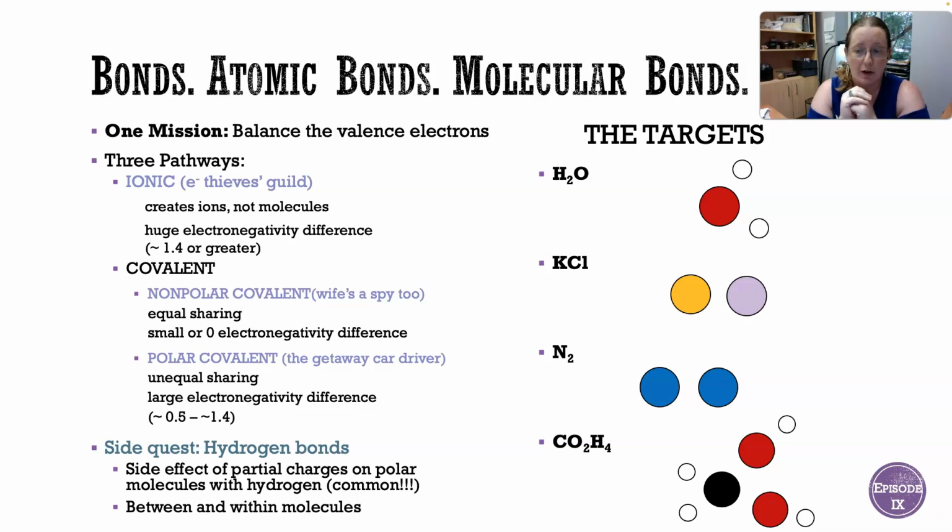You can also form polar covalent bonds. This is like having a getaway driver. Okay, it's unequal sharing. One person's getting a lot of the credit and doing a lot more work, and in this case, pulling the electron towards itself. It requires a fairly large electronegativity difference. This is kind of the middle option between nonpolar covalent equal sharing and complete lack of sharing with the ionic theft. Okay, so we see this with elements that have between a 0.5-ish and 1.4-ish level of electronegativity difference.